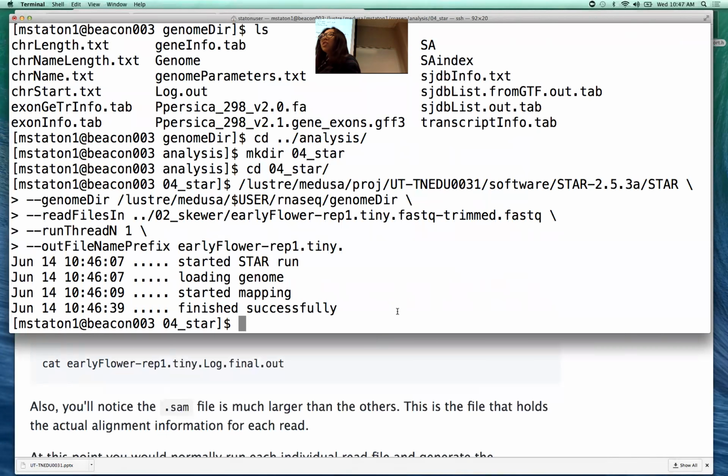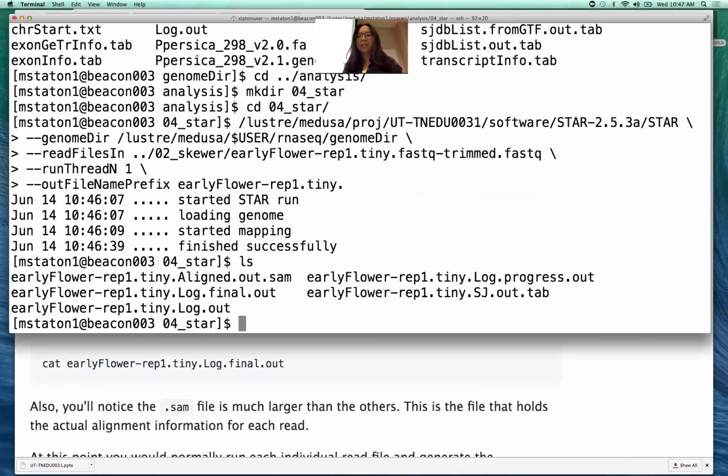Mine is finished. Anyone have problems on this step? No? So if you take a look at this, we have the same files and a bunch of log outs. We can take a look at the final log out. So if you cat early flower tiny log final out.